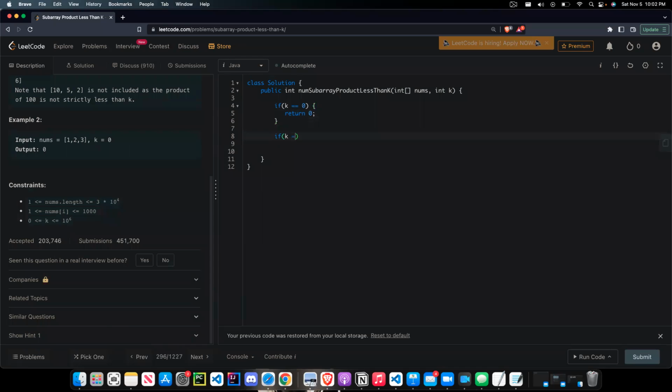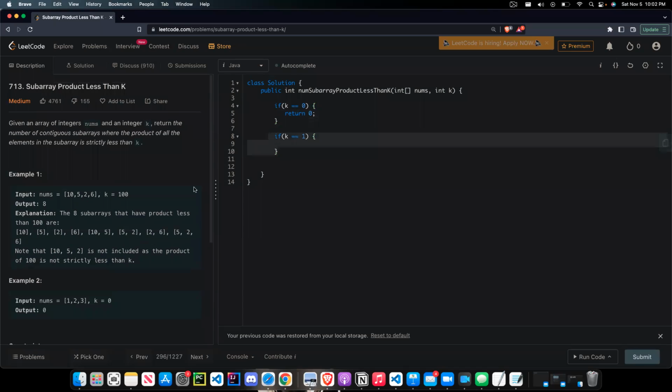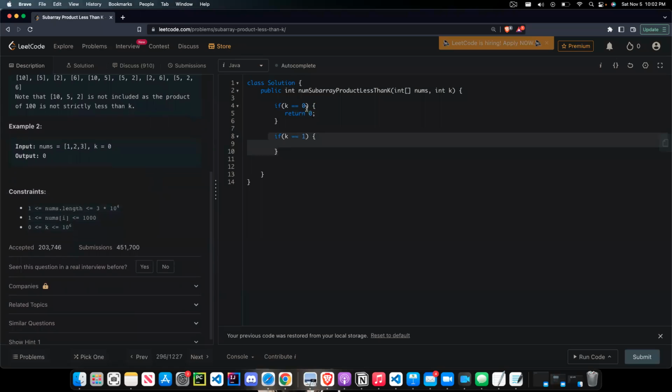Well, what about if k is equal to 1? What would we do in this case? If k is equal to 1, that means we want to find a subarray whose product is strictly less than 1. Well, that just puts us in the previous case, doesn't it? We're finding subarrays whose product is less than 1. That means 0 and negative numbers. Well, 0 and negative numbers are not even allowed on our interval. It can only be from 1 to 1,000. That means in this case, we also return 0.